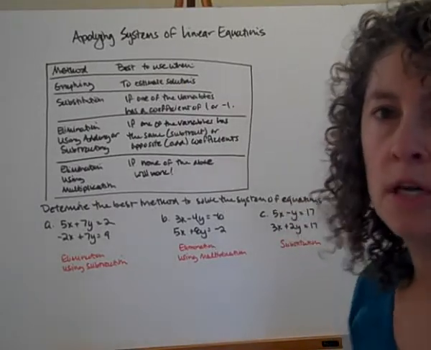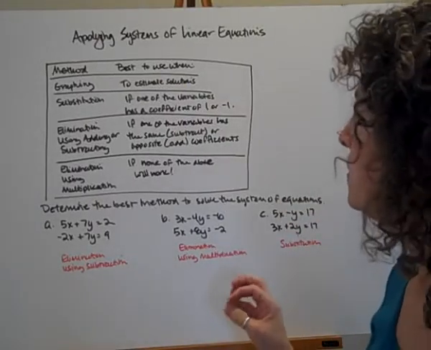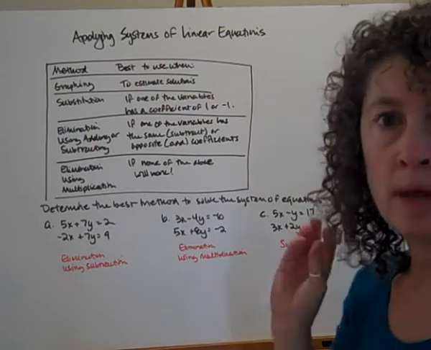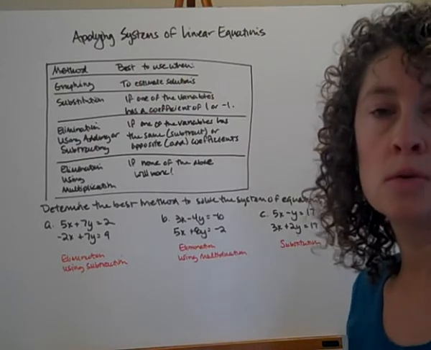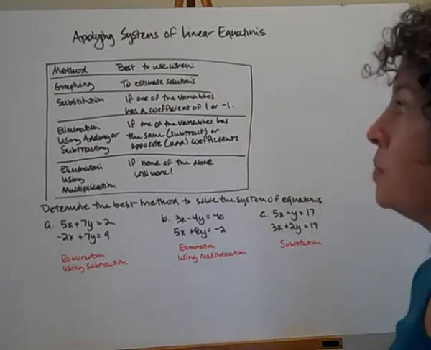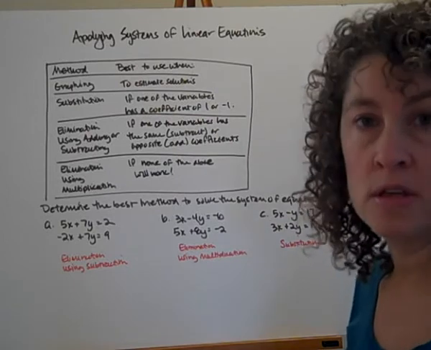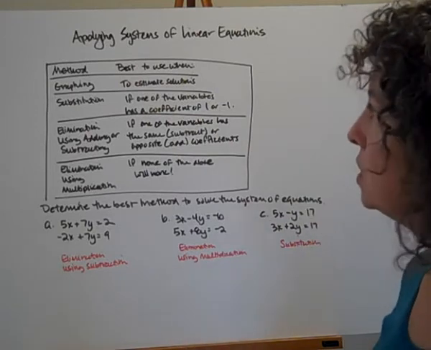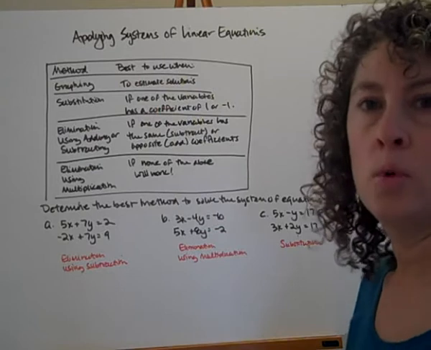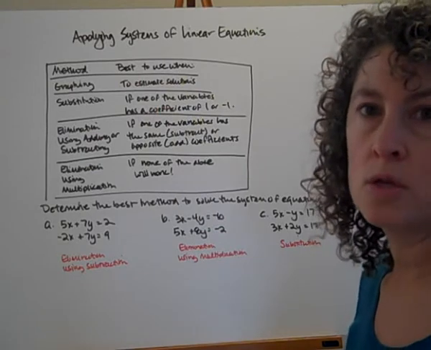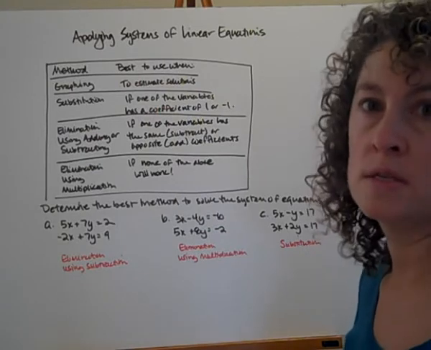Applying systems of linear equations. So we're talking about systems of linear equations where we have two equations and we're trying to find one solution that makes both of them true. And we've talked about a few different methods for solving them. And we're going to take a look at how you're going to decide which method you should use. And it really depends on what you see in front of you as the systems.